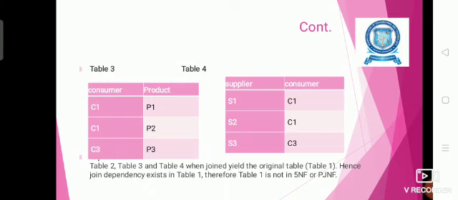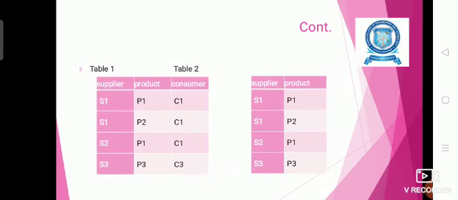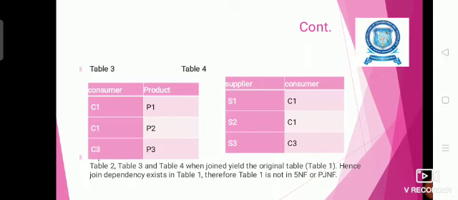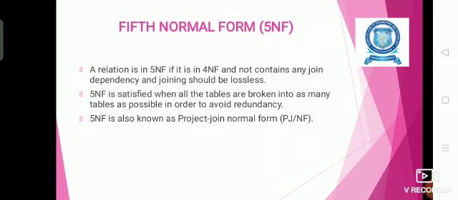Now we are going to join these three tables, that is table 2, table 3 and table 4. When we join these three tables, it will yield the original table, that is table 1. So hence joint dependency exists in table 1. Therefore, table 1 is not in fifth normal form. So for the fifth normal form, the condition is the table should not have the joint dependency. Now let us move to the fifth normal form.